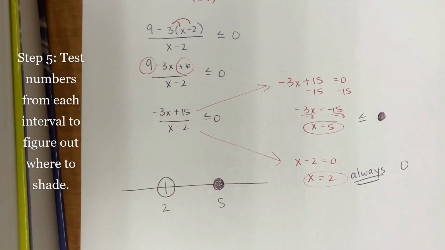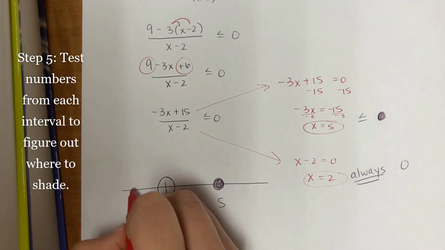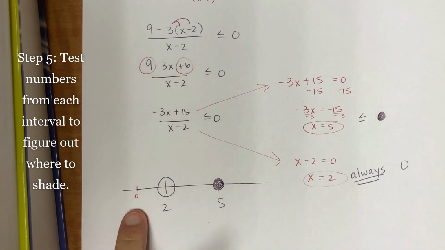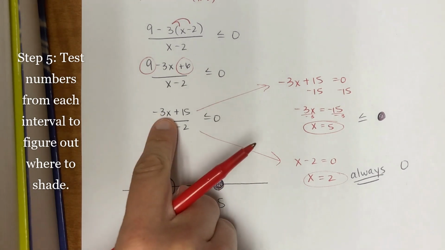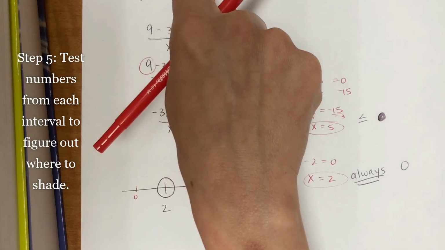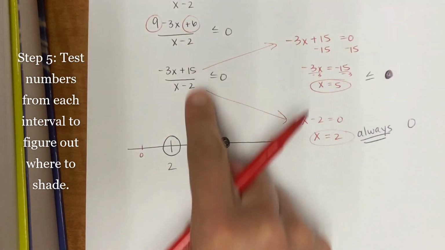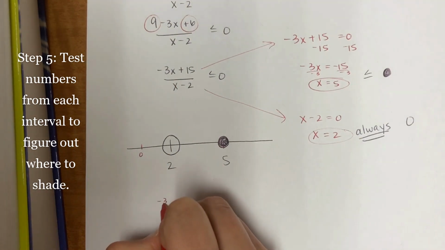Test each interval to figure out what parts to shade, just like we've done in the past. So I'm going to pick a 0 because 0 is an easy number for me to sub in. And 0 on a number line would fall right here. So I'm going to go up here. You can go look at the original equation, or you can just look at this one and sub in a 0.